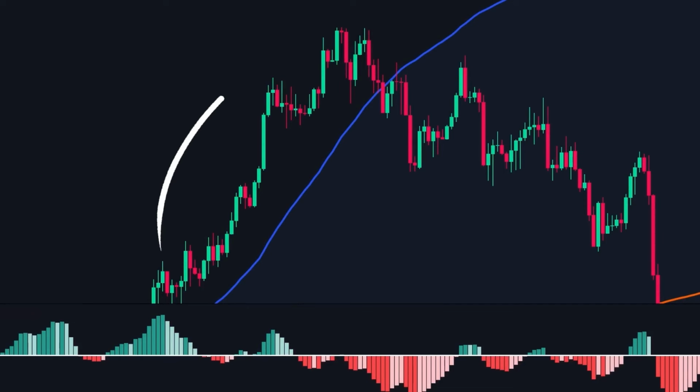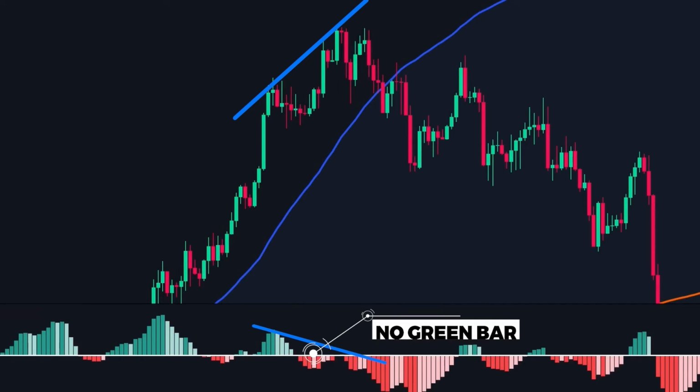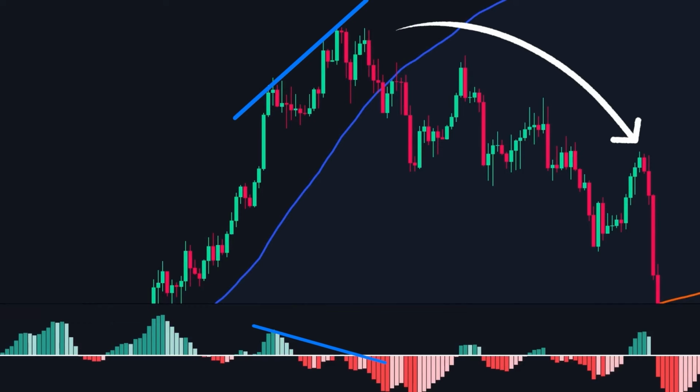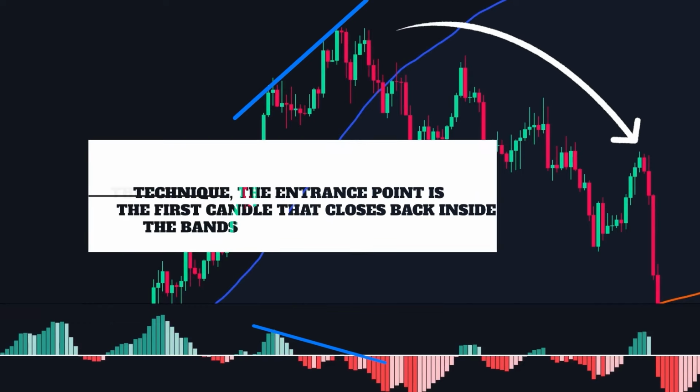The price was in an uptrend and had been above the upper Bollinger Band for an extended period, indicating a possible reversal. We then seek bearish divergence. In this case, the price reached a higher high, while the MACD histogram showed a lower high. Notably, no green bar appeared on the histogram for the second peak. This indicates that sellers are gaining control and a price drop is expected. This creates a selling opportunity.